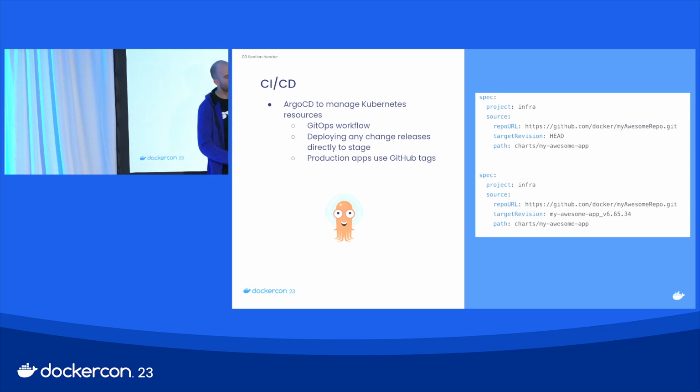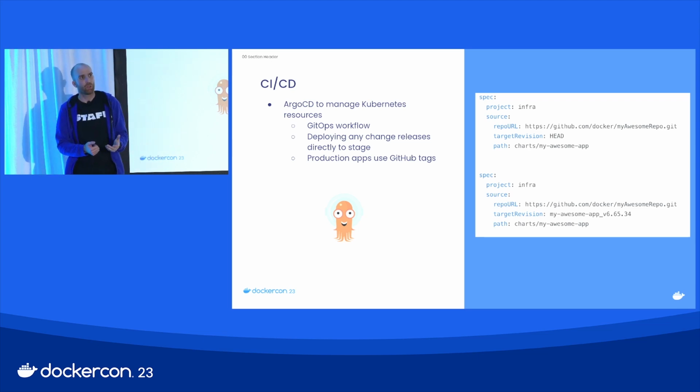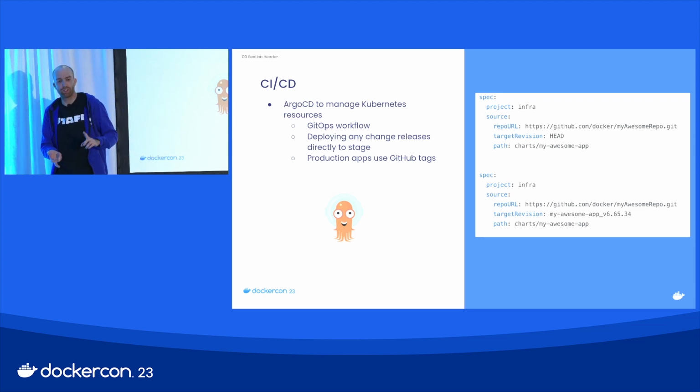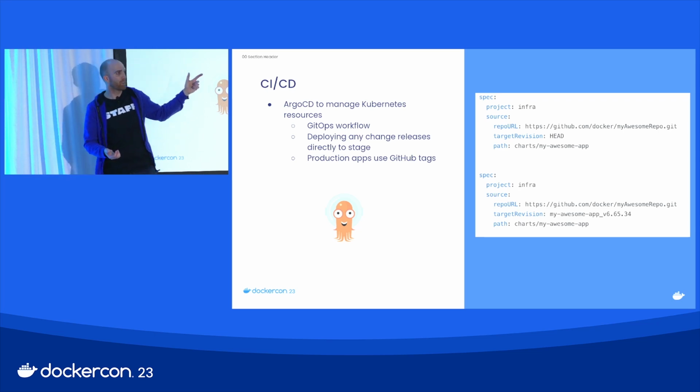We have some application. It will check some repository and some path, and it will deploy what is present inside this repo. It could be some manifest files or directly some Helm charts. It's possible to target the head, which is what we do in stage.